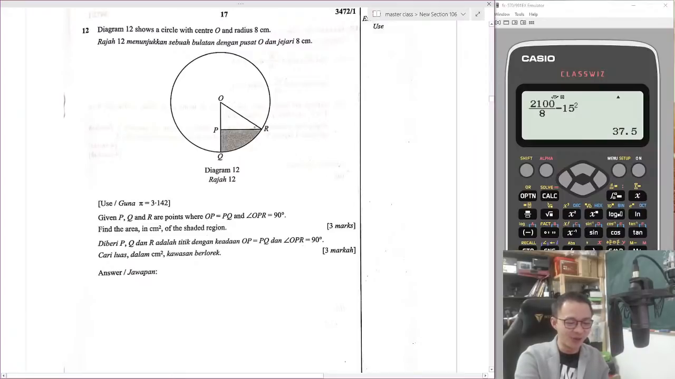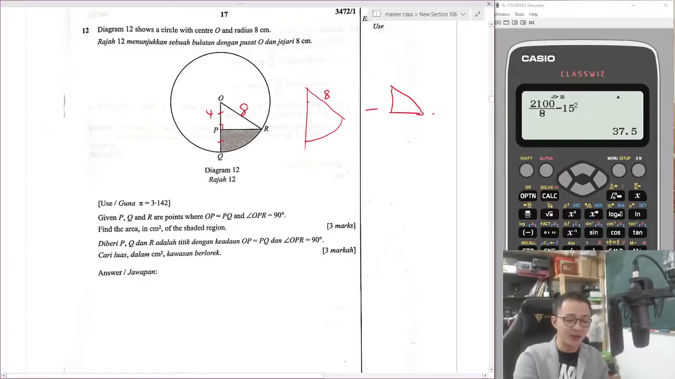Okay, so OR is 8 here. And this one seems that P is a midpoint. And then we have some 90 degree, which is OPR. Okay, here is 90 degree. So here will be 4. Alright, they asked us to find the area of shadow region. So the logic here is I just want to use the sector here. This is a sector minus a triangle. Then I can get the area of shadow region.